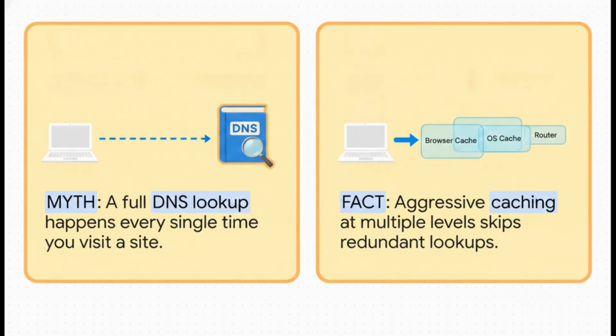Finally, there's the myth that the elaborate DNS phonebook lookup happens every single time you visit a site. In reality, that process is skipped most of the time, thanks to incredibly aggressive caching. Your browser, your OS, your router, they all cache data. So if you visited a site recently, your computer already remembers the IP address and just skips the lookup entirely.